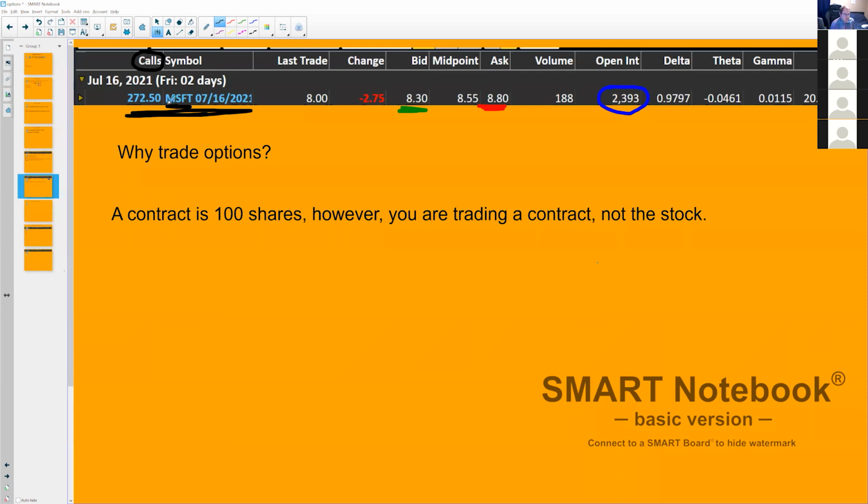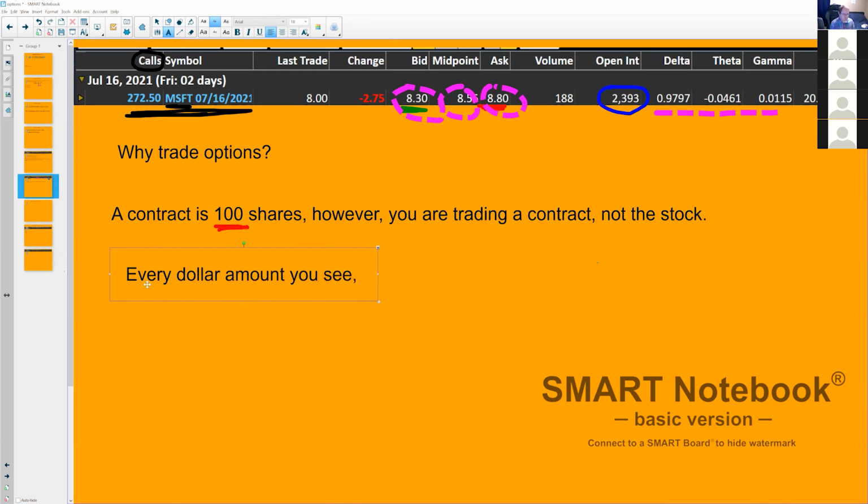So if we were to trade this option, we have a contract to buy Microsoft at this price at 100 shares. When I buy this option, this contract's in 100 shares. So every time you see a dollar amount, let me do a different color. Volume's not a dollar, open interest is not a dollar, and I will go into those in a second. But everything you see that's considered a dollar amount, you're going to multiply by 100.